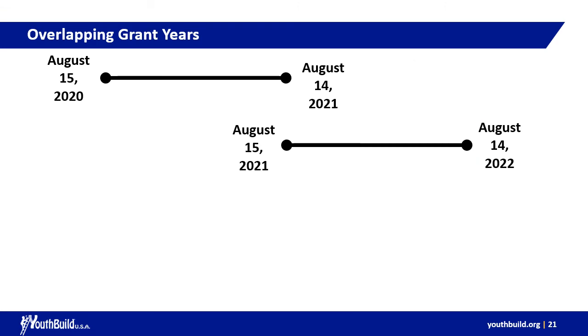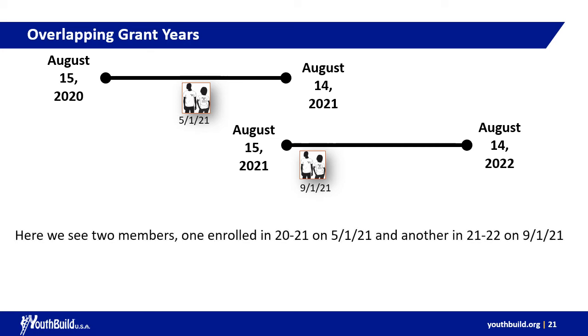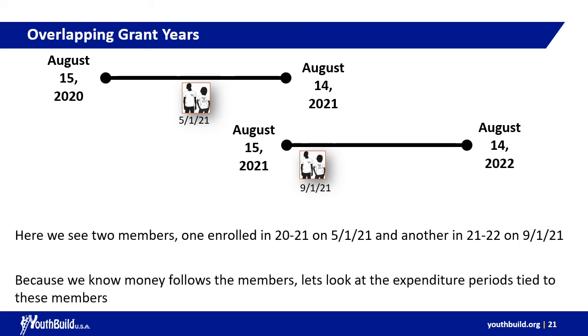Because the grant expenditure period is determined by when members enter and exit, it is possible for two grant expenditure periods to overlap. Here we see two members, one enrolled in grant year 2021 on 5/1/21 and another enrolled in grant year 21/22 on 9/1/21. Let's look at how these expenditure periods for these two grant years overlap when we take these members into consideration.